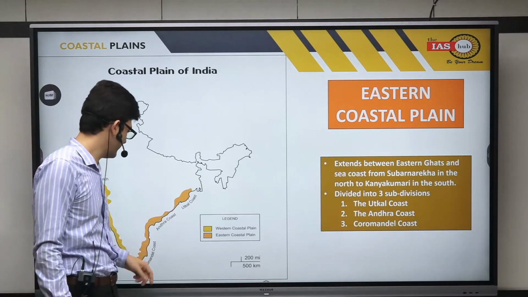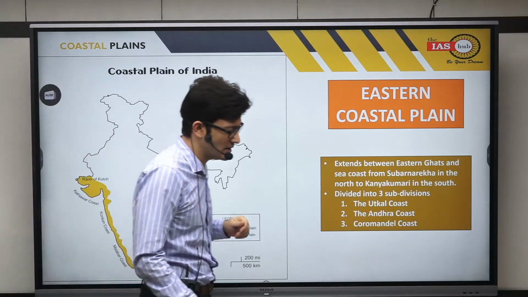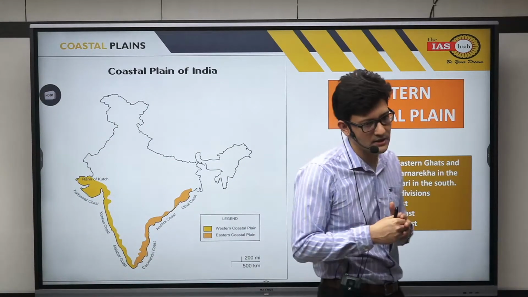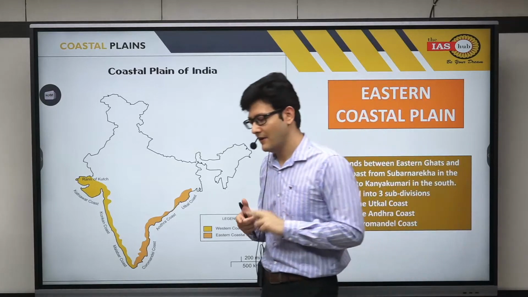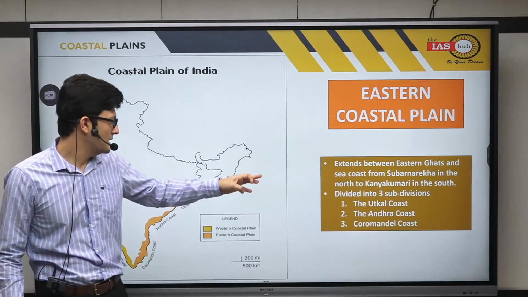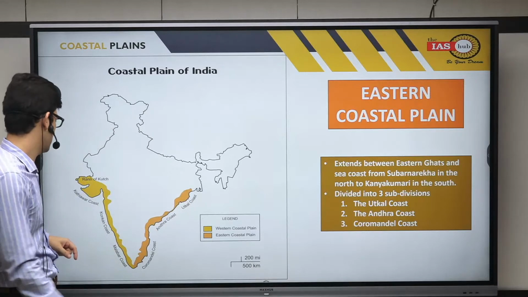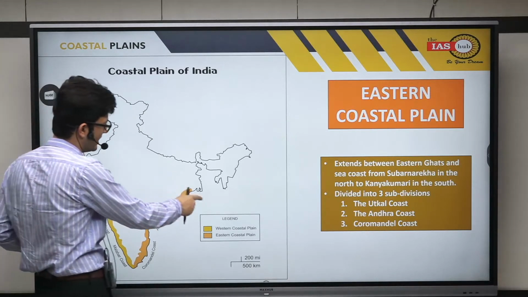Then we move on. Western coast we have completed. Now we are moving towards the eastern coastal plains. So eastern coastal plains, moving from the northern side to the southern side, we have Utkal Plains, then Andhra Plains, and then Coromandel Plains. If river basin wise we are distinguishing or demarcating their location.